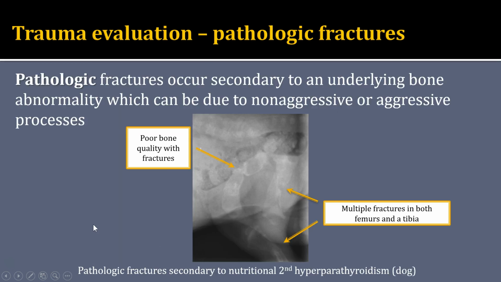Pathologic fractures occur secondary to an underlying bone abnormality, and they can be due to non-aggressive or aggressive processes. This first example is a patient that has very poor bone quality diffusely. This is a patient that has nutritional secondary hyperparathyroidism, and if you look closely at these femurs and the tibia that are challenging to evaluate due to the poor bone quality, there are fractures through this abnormal bone. So it's a pathologic fracture because the underlying bone is not normal.